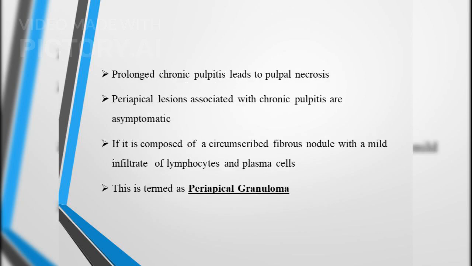Prolonged chronic pulpitis can lead to pulpal necrosis and is often associated with asymptomatic periapical lesions. When a fibrous nodule forms with lymphocyte and plasma cell infiltration, it is termed a periapical granuloma.